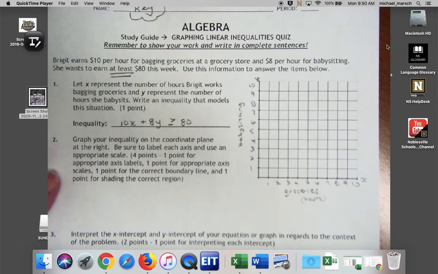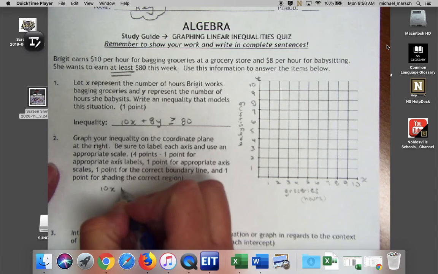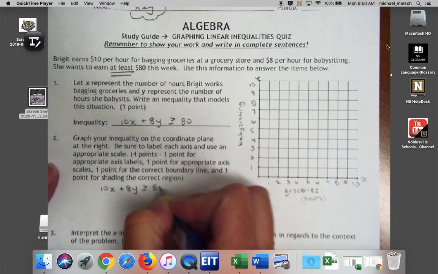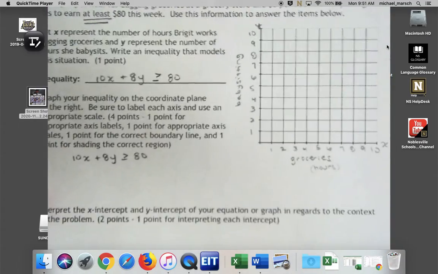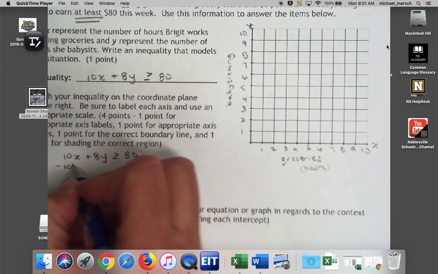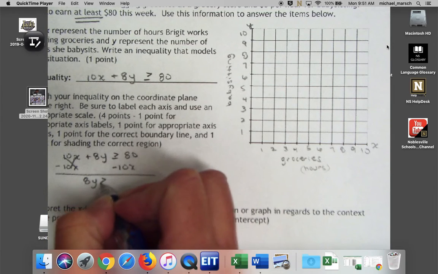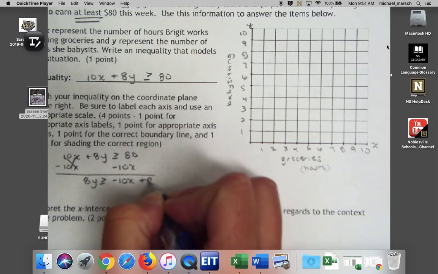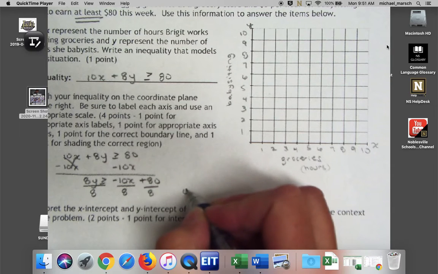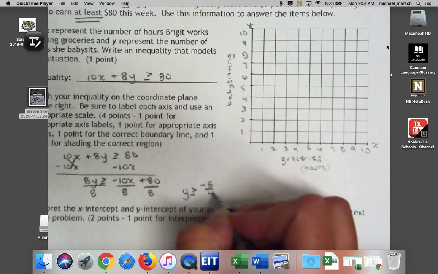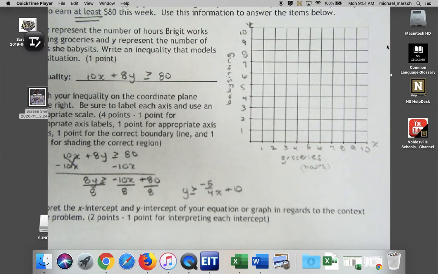Graph your inequality on the coordinate plane. Be sure to label each axis. We've already done that. So now we've got 10x plus 8y is greater than or equal to 80. So we're going to rearrange this into slope-intercept form, just like we've been practicing, and graph it. So I'm going to subtract my 10x from both sides. 8y greater than or equal to negative 10x plus 80. Divide by 8 on all terms. So I'm going to get y is greater than or equal to negative 5 over 4x plus 10, right? Because I simplified the negative 10 over 8 to get the negative 5 over 4.